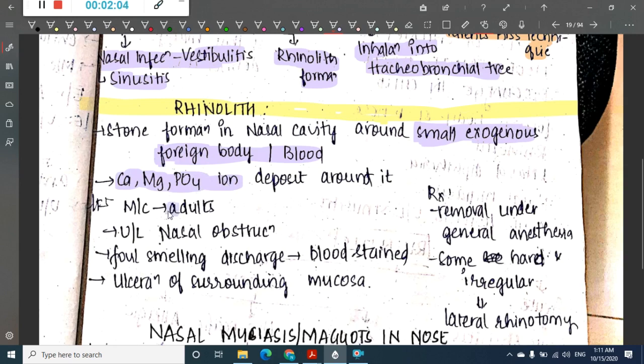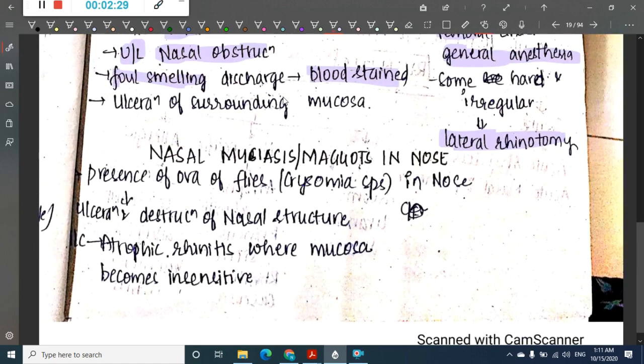This rhinolith is most common in adults, and it causes unilateral nasal obstruction. Initially it causes foul smelling discharge which will become blood stained later. Here the main treatment is to remove it under general anesthesia. Some can be hard and irregular. In such cases you have to use lateral rhinotomy. So this is about rhinolith.